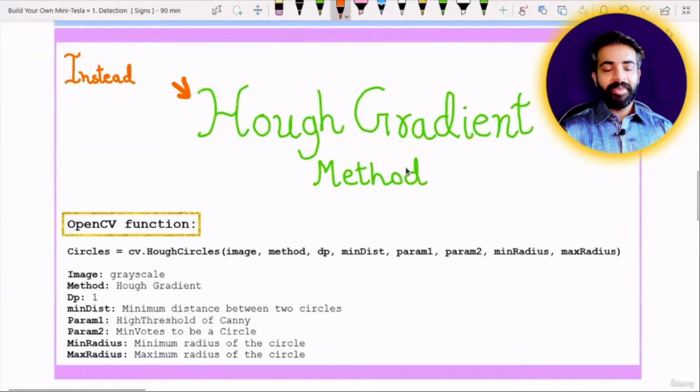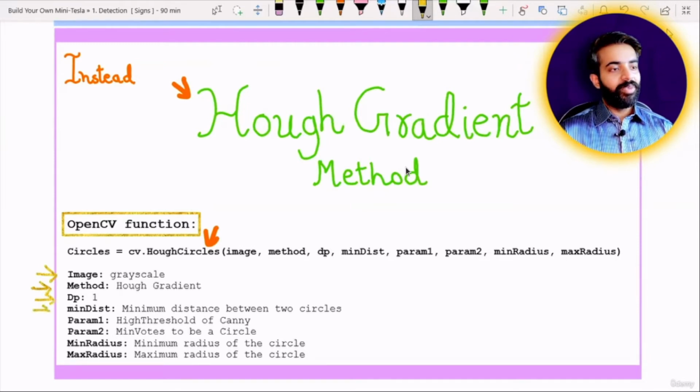And the function that implements this particular method is the Hough circles method. Its parameters are: the first is the grayscale image from which we want to detect those circles. The second is the method that we just discussed, the Hough gradient method. The third is the unit of the Hough space, naturally set to 1.